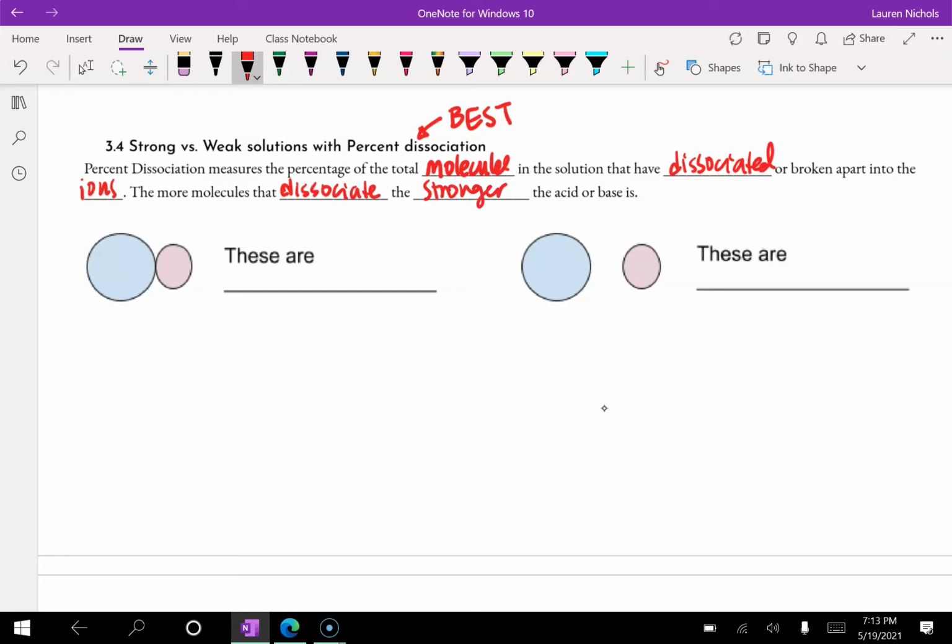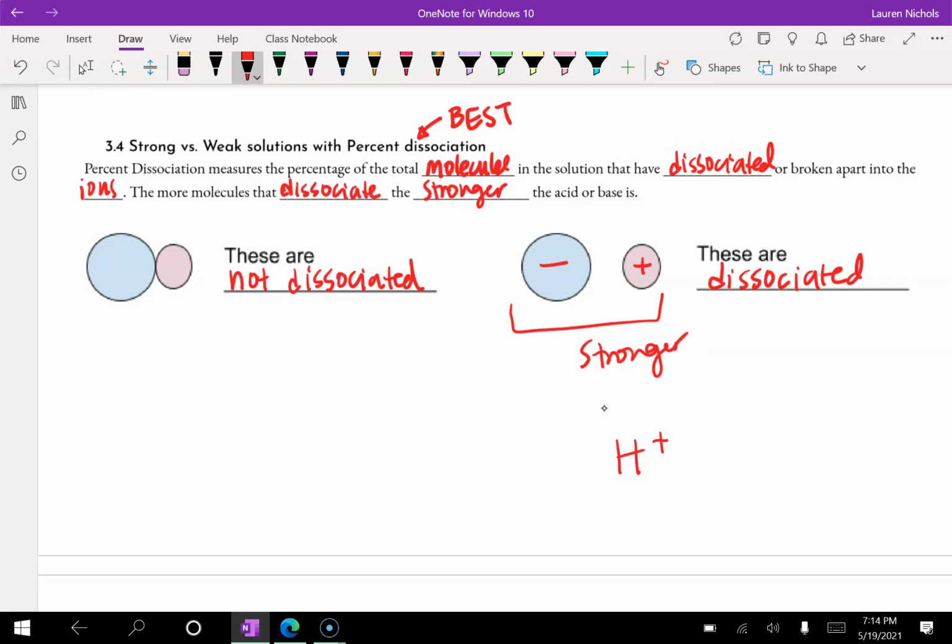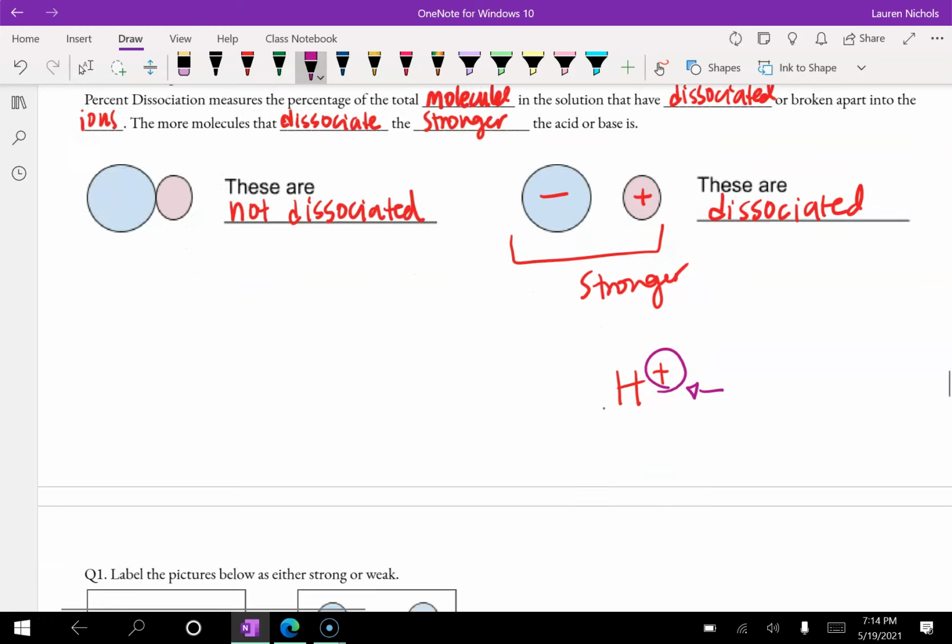So when we're looking at these pictures, just as a key, typically we draw atoms that are still together as not dissociated. They're not broken apart, whereas when the ion atoms are separated, they typically also have a charge written, whereas together they don't. These are dissociated or broken apart. The more you see of this, the stronger it will be, because remember, acids are measured based on their H+. The key thing there is that charge, which means it needs to be separated.